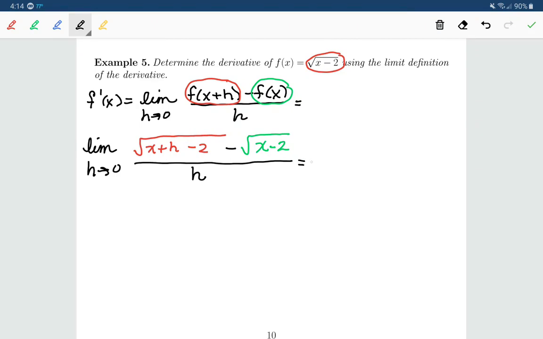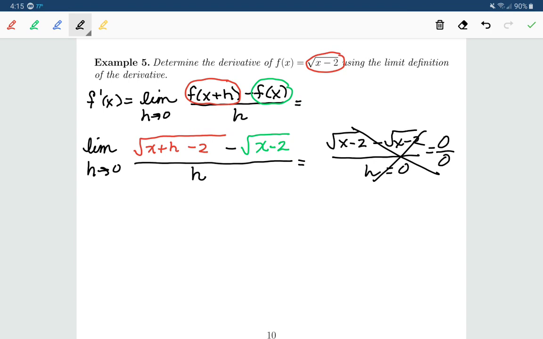Now if we do a direct substitution, what will happen is h will go to 0, and we'll be left with just the square root of x minus 2 minus the square root of x minus 2 over h, which is 0. Okay, so what we'll get would be 0 over 0, and that won't work.